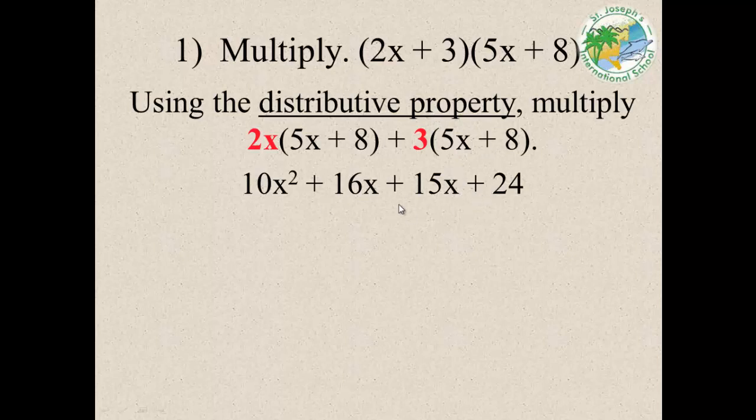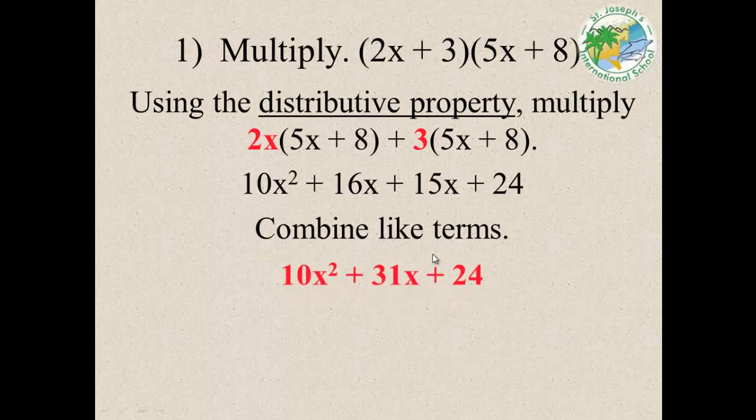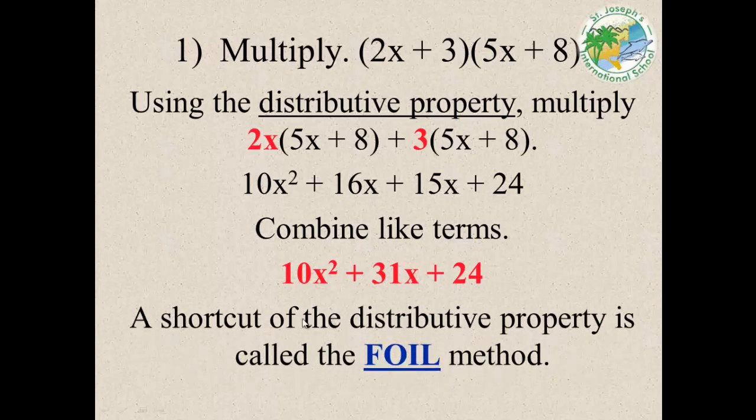Then combine the like terms. What is the meaning of like terms? The same base and the same power. Combine like terms: 10x power 2 plus 31x plus 24. A shortcut of the distributive property is called the FOIL method.